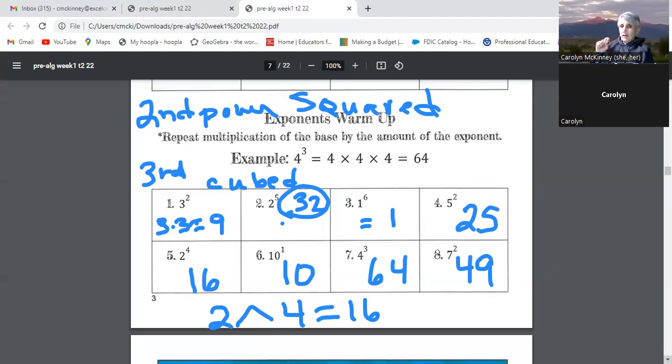But the big takeaway, for instance, for number 7 there, it's not just 4 times 3, right? 4 times 4 times 4, not 4 times 3. Perfect.